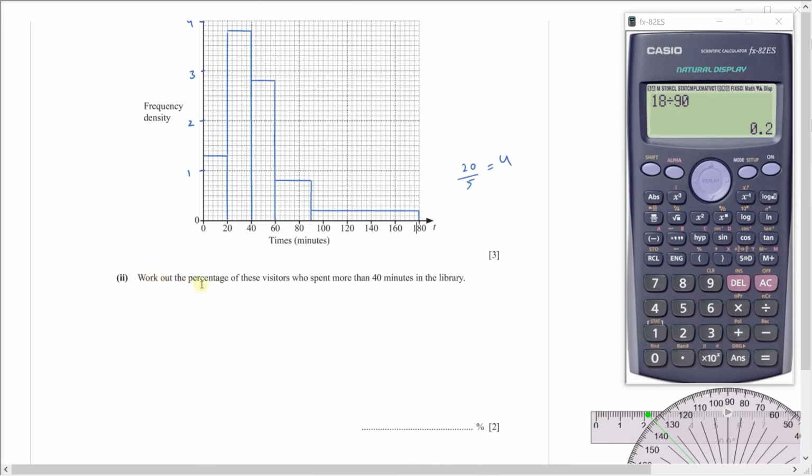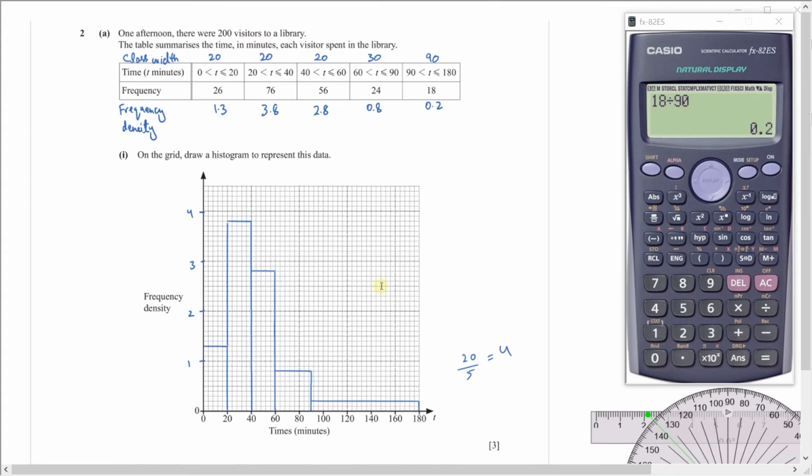The next part is work out the percentage of these visitors who spent more than 40 minutes in the library. So up till this point, everyone spent less than 40 minutes. These people spent between 0 and 20. These people spent between 20 and 40. So everything towards the right, people spent more than 40 minutes. This class is 40 to 60 minutes. So these people spent between 40 to 60. These people spent between 60 to 90. And these people spent between 90 to 180 minutes. So total number of people who spent more than 40 minutes in the library are 56 plus 24 plus 18.